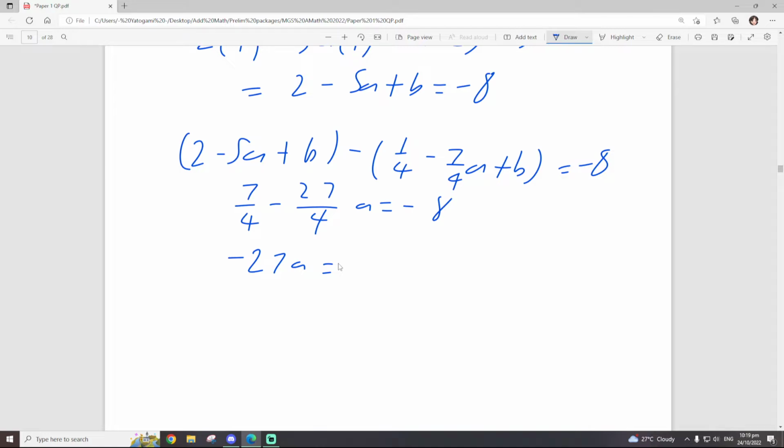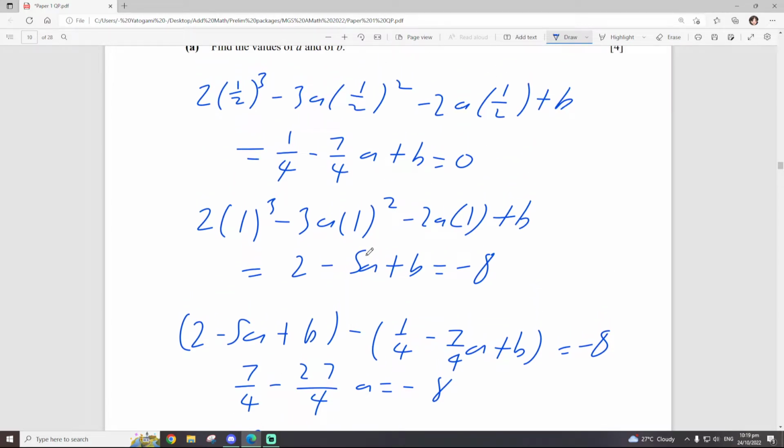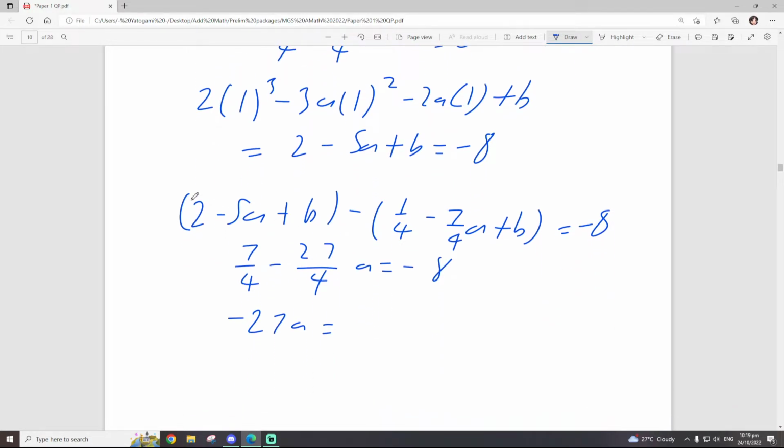oh wait, no, I did something wrong. Let's see. No, this is correct so far. Oh, I think it's the subtraction I did. This should be plus negative 5 plus 7/4, so that should be 13/4. Ah, okay. Sorry. Okay, so -13a = -32, subtract the 7, so there's -39. So therefore a = 3, and one can find the value of b to be, if you put in the 2 - 15, -13, so b should be positive 5.